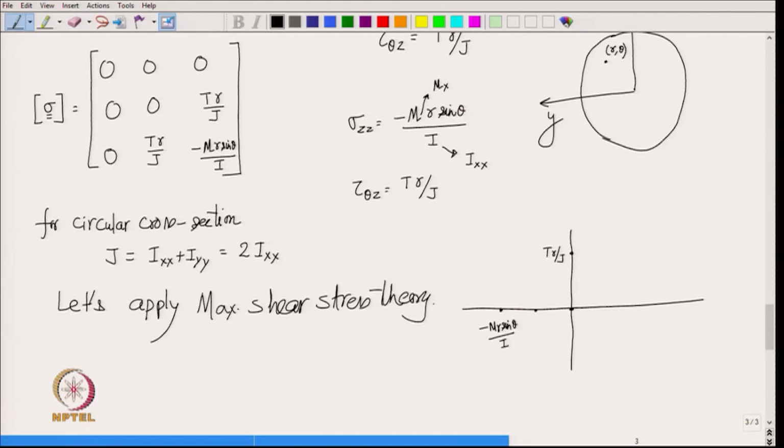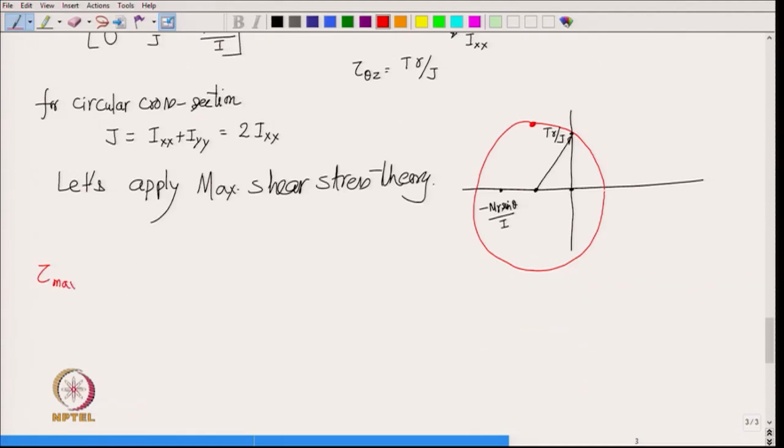So, the center is at the middle of the two, and therefore, this becomes the radius, right. So, with the center and radius known, we can then draw the Mohr circle. Correct. And then we can see what is the value of tau max, max shear stress. So, that is over here, and it is nothing but the radius of the circle.